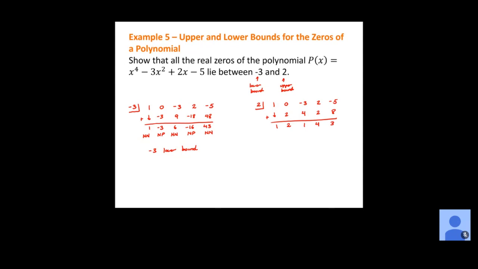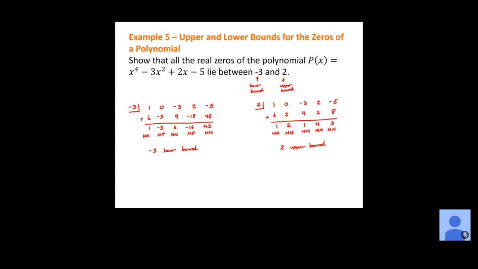Now, what do we want to end up with on that line if 2 is an upper bound? That's right, no negatives. So all non-negative entries. If I look down my list here, 1 is non-negative, 2 is non-negative, 1 is non-negative, 4 is non-negative, and 3 is non-negative. Therefore, we can say that 2 is an upper bound.